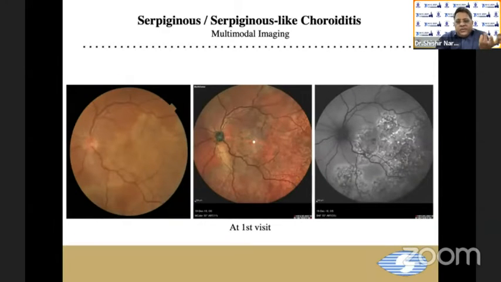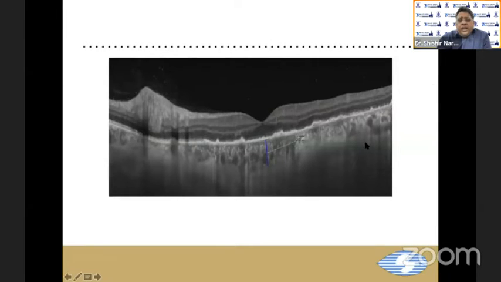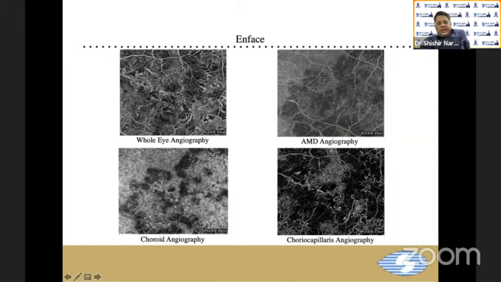Now, when we come to serpiginous-like choroiditis or serpiginous choroiditis, which is very common in the Indian subcontinent, you see here a large lesion that is involving the posterior pole, and you can see the autofluorescence that is helping you to see the active edge. When you do the spectral domain OCT, you can see a localized area of inflammation that is very classically seen here. And then the OCT angiography is showing you the areas of non-perfusion or capillary voids that are present there.